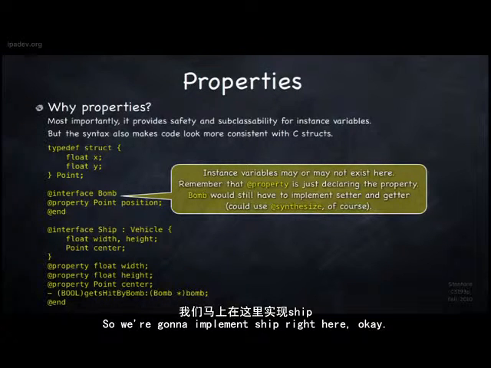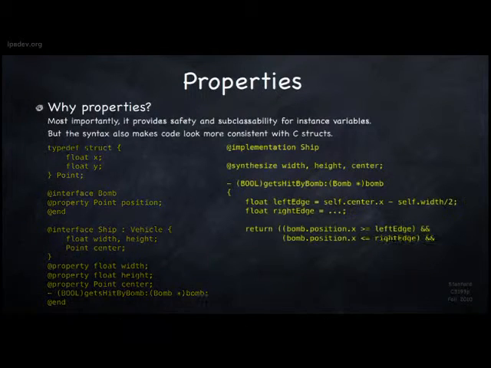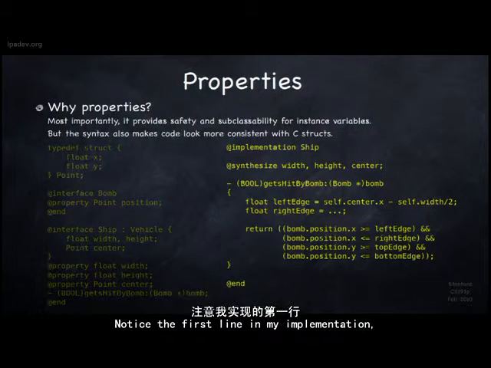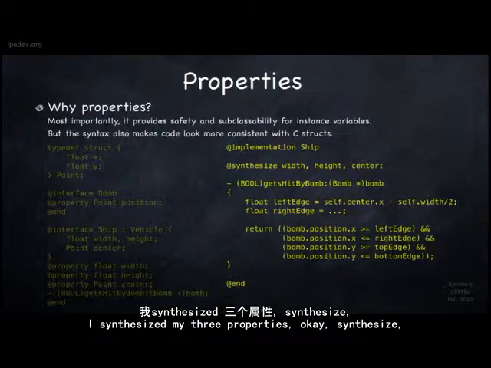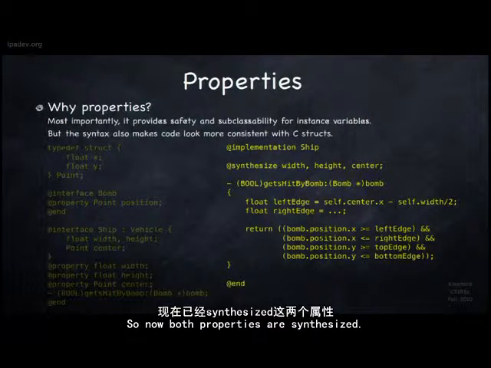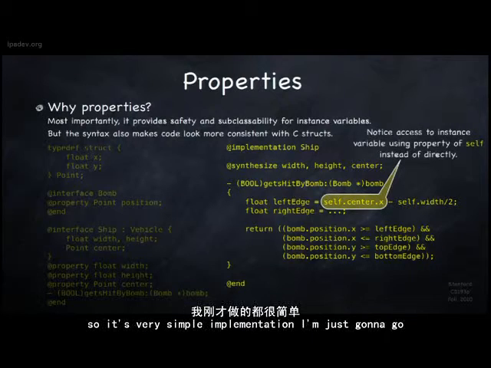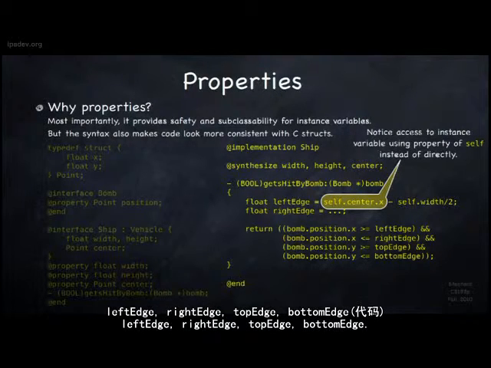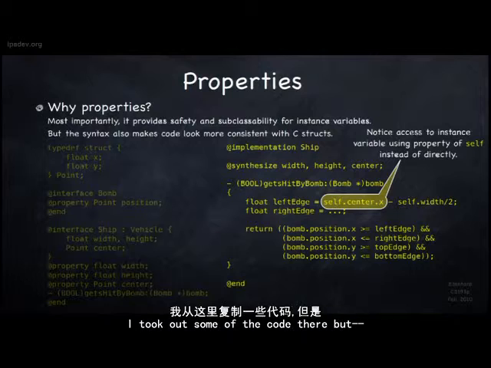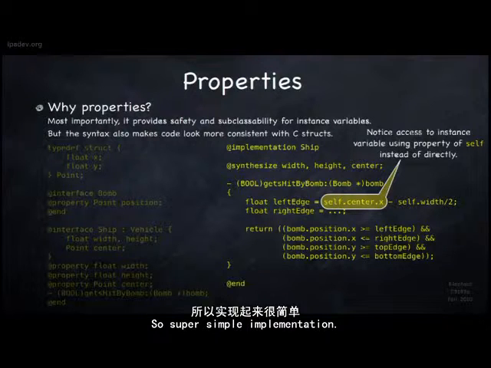So we're going to implement ship right here, okay? So here's our implementation of it. Notice the first line in my implementation, I synthesize my 3 properties. Synthesize width, height, and center. So now those properties are synthesized. Now, the gets hit by bomb is a very simple implementation. I'm just going to go left edge, right edge, top edge, bottom edge. I took out some of the code there, and then I'm just going to see if the bomb is inside my edges. So super simple implementation.